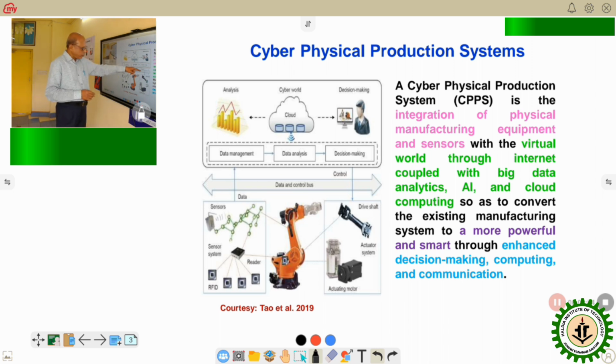For the control purpose, information will again feed back from the cyber world to the physical world to complete the loop. So a CPPS is basically the integration of the physical manufacturing equipment and sensors with the virtual world through the internet, obviously coupled with big data analytics, AI and cloud computing, so as to convert the existing manufacturing system to be more powerful and smart through enhanced decision making, computing and computation.